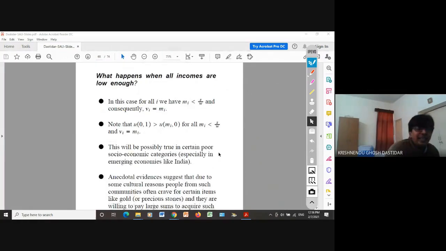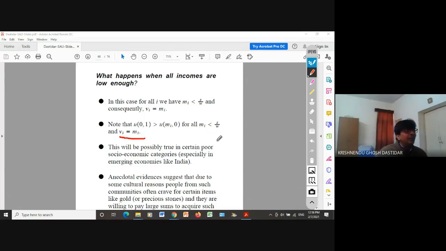Now, before ending, just let me give you something. What happens when all incomes are low enough? That is, all incomes are below K. Here, what happens is VI, we have seen, is equal to MI. So you are willing to devote your entire income: the maximum price you are willing to pay for the indivisible object is your income.